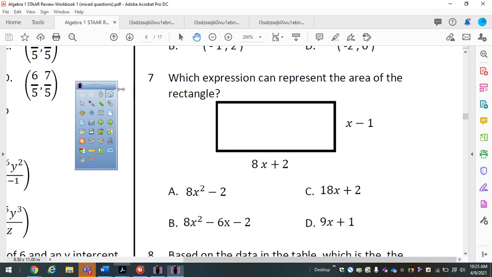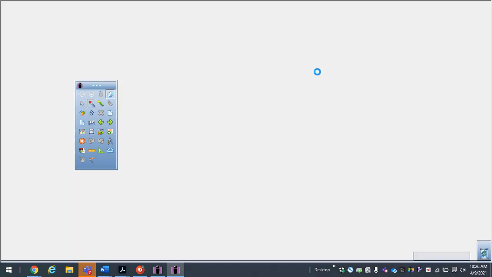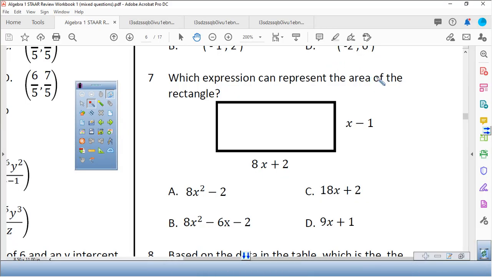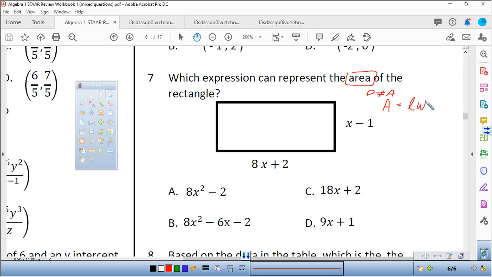Which expression can be used to represent the area? Okay. Every time we've done one of these so far, you will get this on the STAAR test. We've done perimeter. This one's area. Perimeter is not equal to area. Area is equal to multiplication of length times width. I don't care which is which, length and width. So we're going to multiply those two. We're going to go with 8x minus 2 times x minus 1.